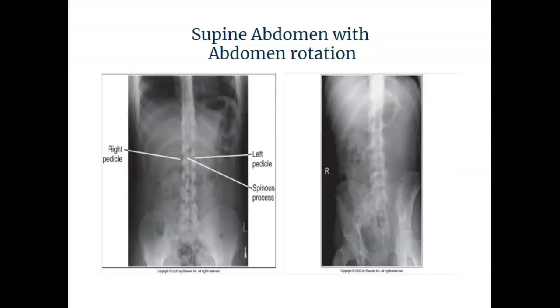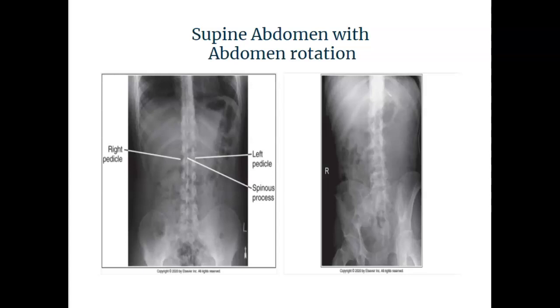Let's take a look at abdomen rotation. We know that failing to position the mid-coronal plane parallel with the IR for an abdomen decreases visualization of fat lines that surround the abdominal structures. So that is a major reason why we want to make sure that the mid-coronal plane is parallel with the IR. Otherwise, you have some type of rotation going on here.